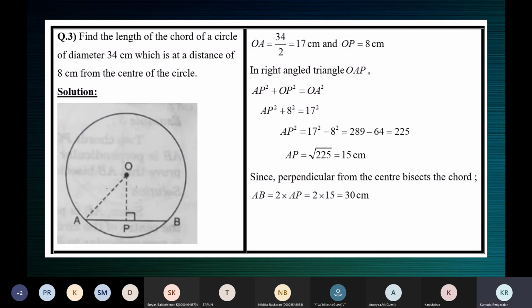Diameter is 34 centimeters, so the radius is 17. The distance of the chord from the center is 8 centimeters. So by Pythagoras theorem, we get AP is 15 centimeters. If AP is 15, PB is also 15 centimeters. So the length of the chord AB is 15 plus 15, 30 centimeters.